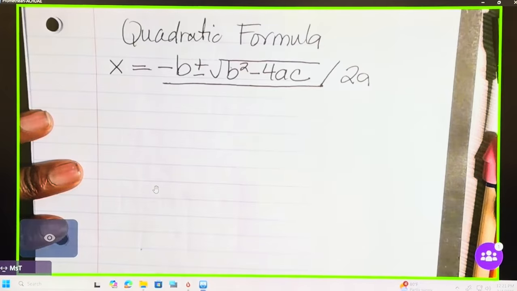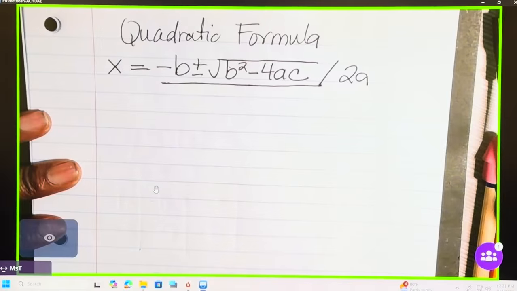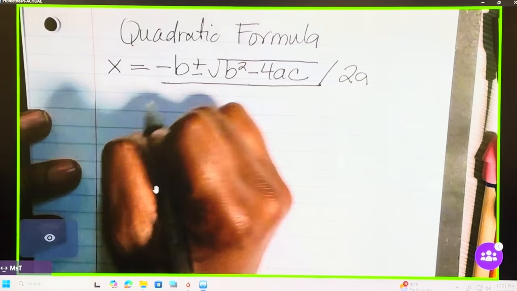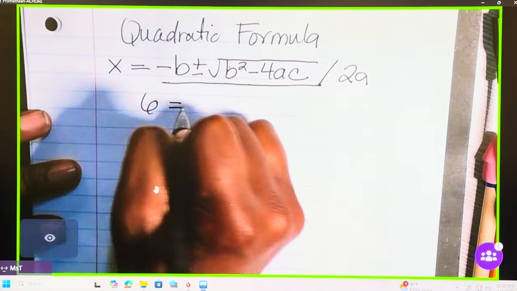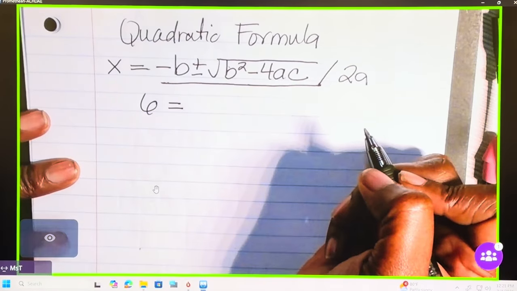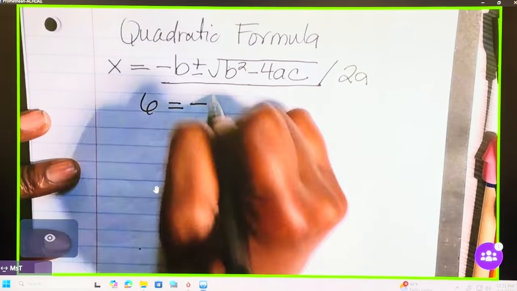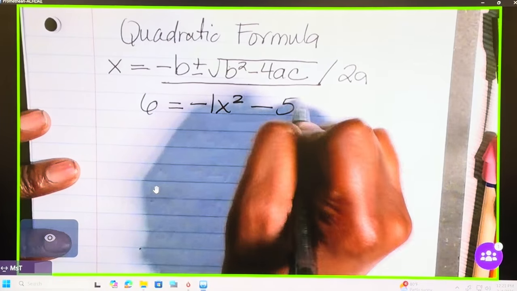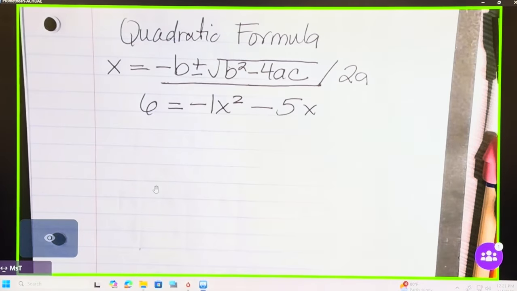So I want to switch it up a little bit so y'all can see that no matter which way we do it, we're going to get the same answer. So what do I want to do? I'm going to put 6 equals, do what I'm doing. It was negative 1x squared minus 5x, correct? Yes? Let's move everything to the left this time instead of to the right. Because I want you to see that it doesn't matter which side you put them on, you're still going to end up with the same answer.